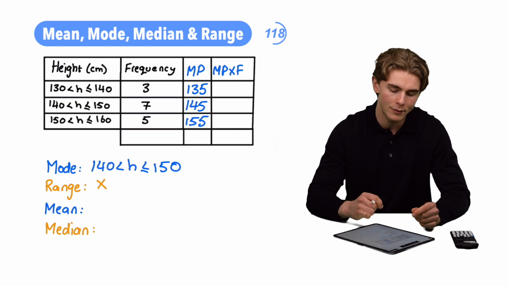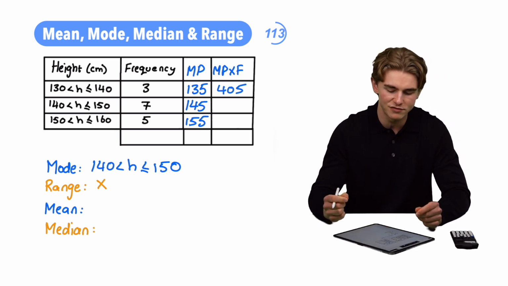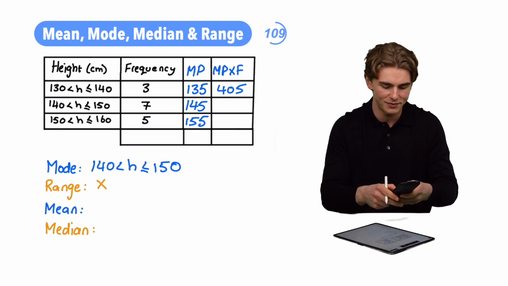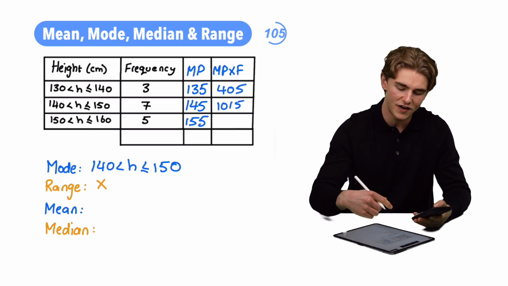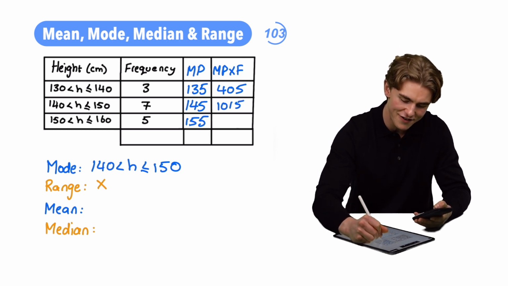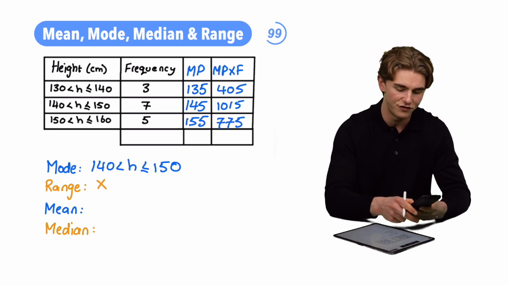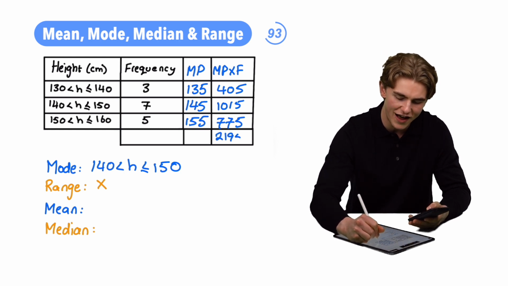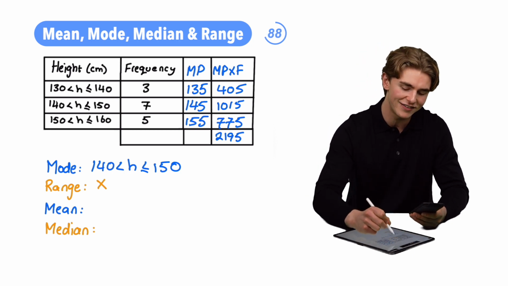What are we going to do? 3 times by 135 is 405. 7 times by 145, I won't bother doing that in my head. 7 times by 145 is 1015. Next up, we have 5 times by 155, that's going to be 775. Now, adding all of those together, we're going to have 405 plus 1015 plus 775, and that is going to give us 2195 as our total.